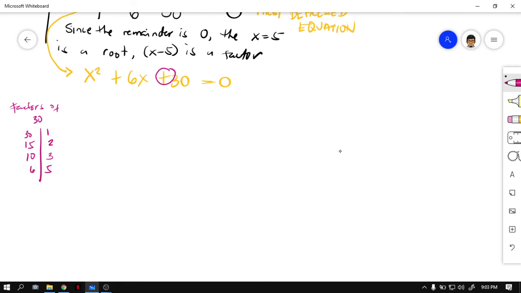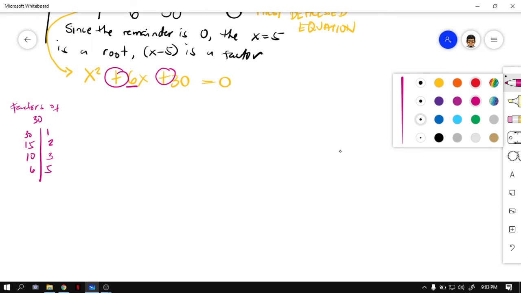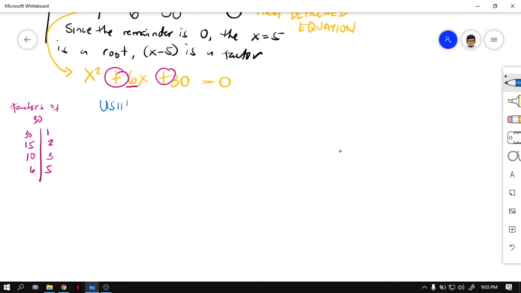Since parehong addition yan, ibig sabihin, yung mga factors mo, kailangan mong i-plus. Pag plinas mo, dapat may lalabas na 6. Pag wala lumabas na 6, hindi yun yung tamang way para sagutin yung quadratic equation. Okay? 30 plus 1, 31. 15 plus 2, 17. 10 plus 3, 13. 6 plus 5, 11. So, walang paraan para lumabas yung 6. Tama? Since wala, gagamitan mo siya ng panibagong method. Ano yung panibagong method na yon? Yun yung using quadratic formula.